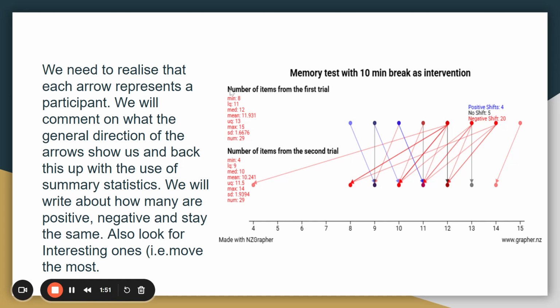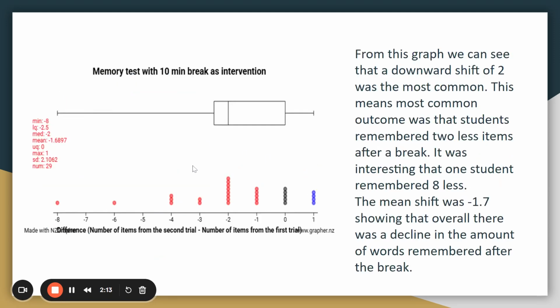We've also got our statistics on the left-hand side here. We're interested in perhaps the range, the median, the mean, and what it is showing us about the gain from our participants from our first trial to our second trial. So we will write about how many they have, and perhaps if there's anything interesting, we would write about that also. So here's an example, perhaps, of what we might write.